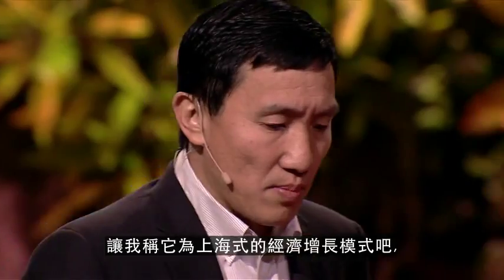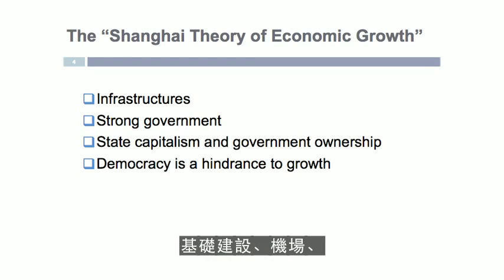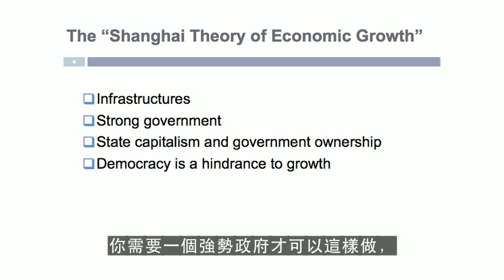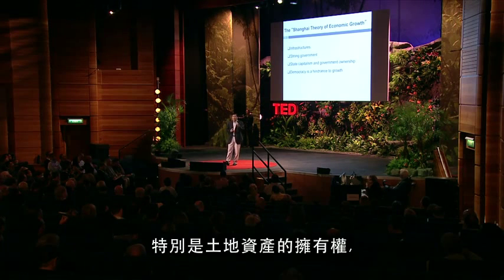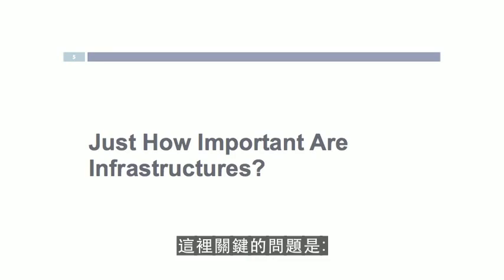So let me call it the Shanghai model of economic growth that emphasizes the following features for promoting economic development: infrastructures, airports, highways, bridges, things like that. And you need a strong government to do that because you cannot respect private property rights. You cannot be constrained by the public opinions. You need also state ownership, especially of land assets, in order to build and roll out infrastructures very quickly. The implication of that model is that democracy is a hindrance for economic growth rather than a facilitator of economic growth.